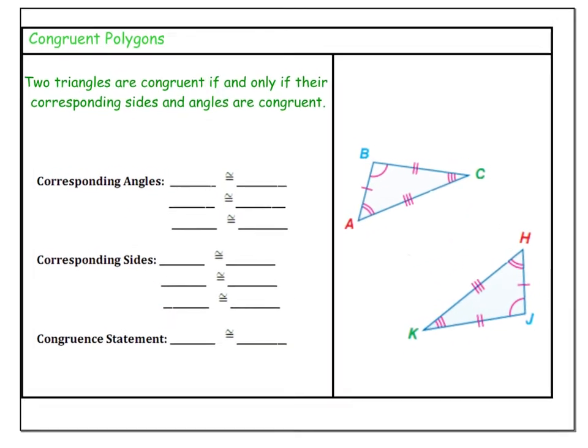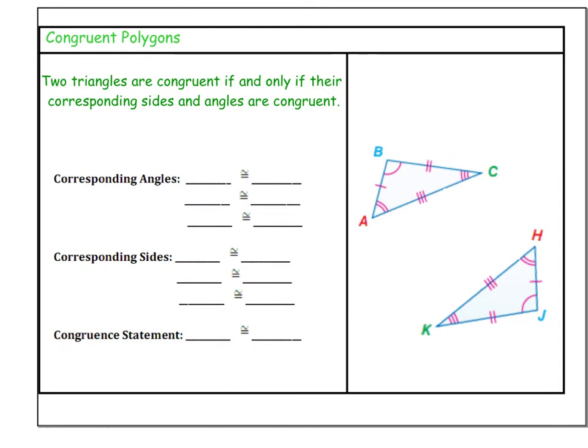So if we consider here, we have triangle ABC and we have triangle HJK. We have these two triangles, and we notice that a lot of these marks match up. If I look at angle B, it's got one mark. If I look at angle J, it's got one mark. So I can say, hey, angle B is congruent to angle J. And likewise for A and H, and it's very nice when it's color-coded and they flat out tell you angle A is congruent to angle H.